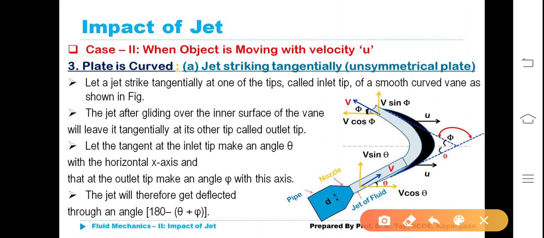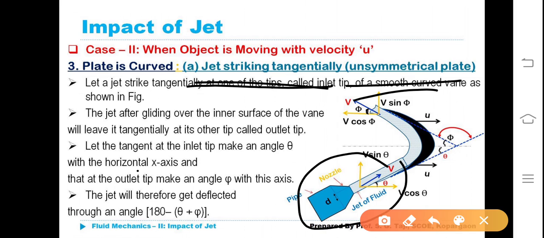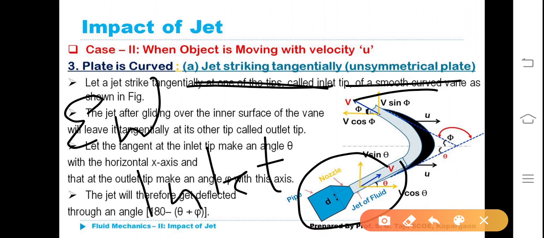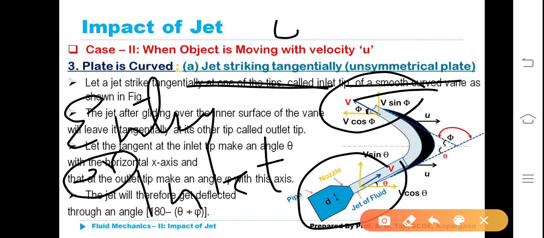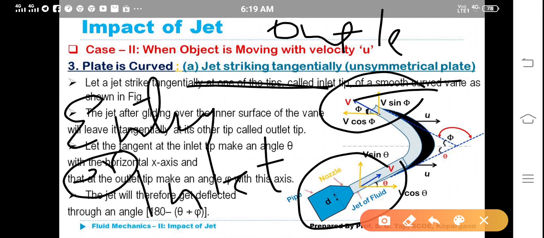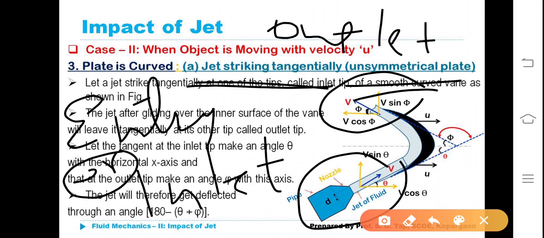Now we will go to the second case, that is when the curved plate is moving but it is unsymmetrical and the jet is striking the plate tangentially. Okay? Tangentially, as shown here. This is known as inlet or entry. This is outlet, also known as exit.